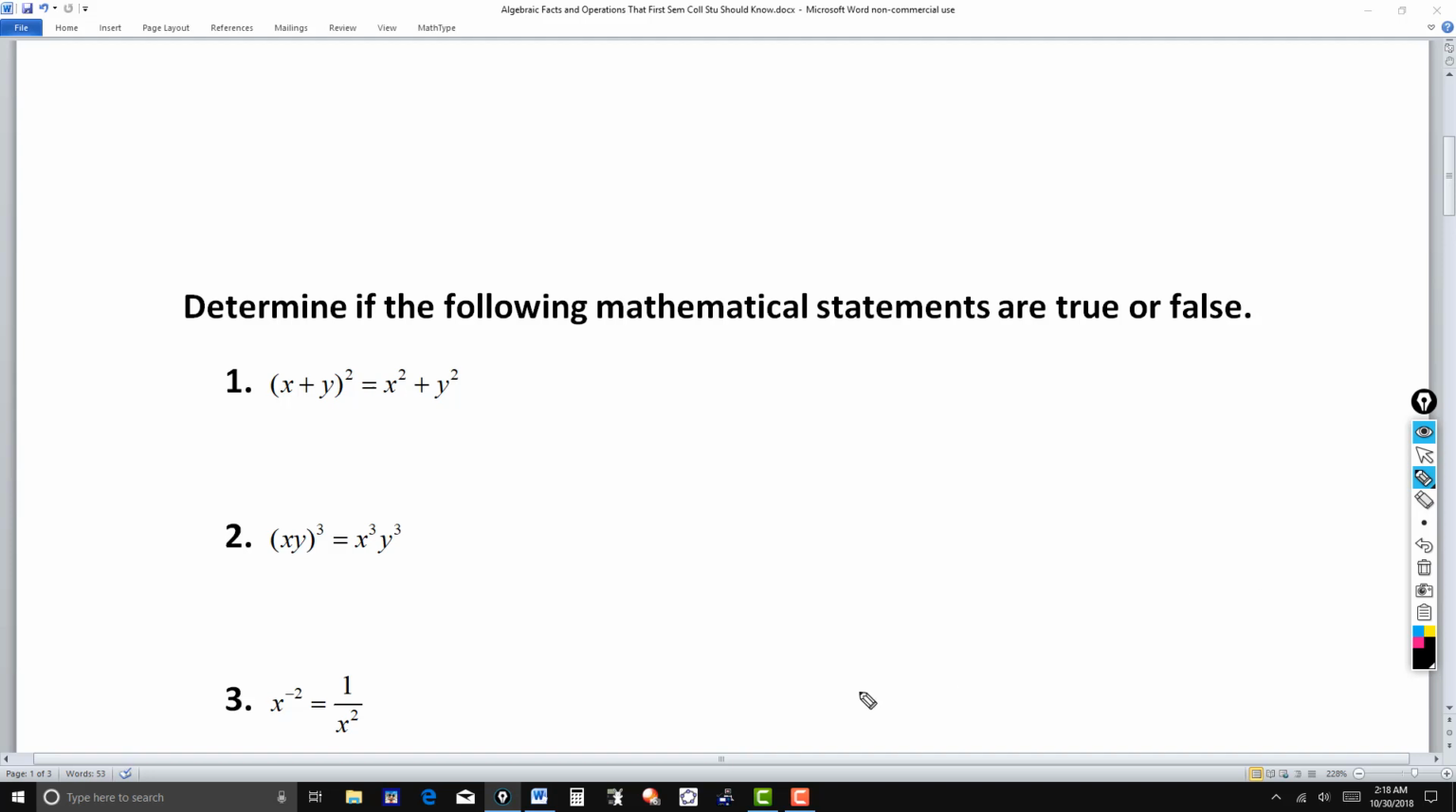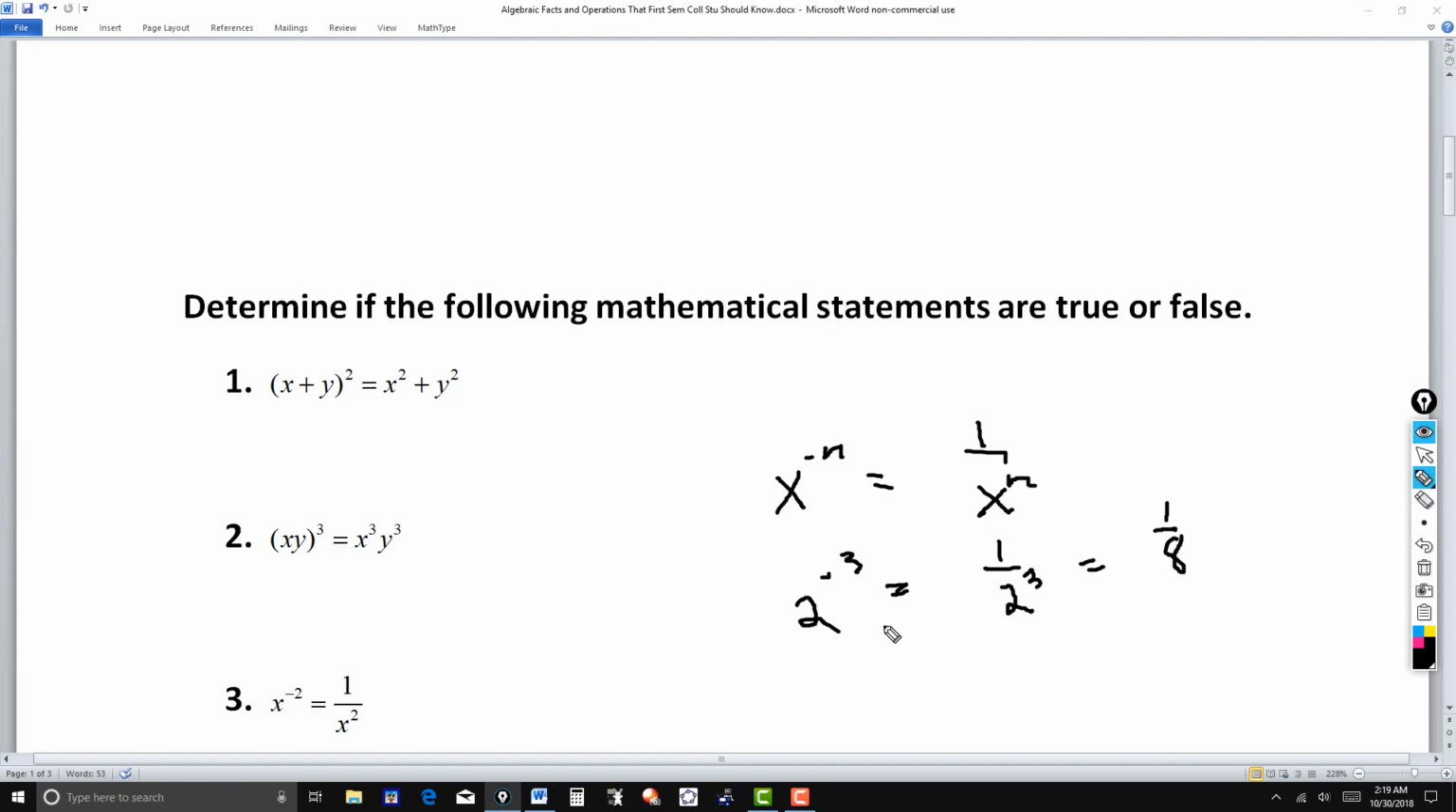This one is true. This is just your definition of a base taken to a negative power. So if I have, say, x to a negative n power, that's always going to be the same as 1 over x to the n. So if you have 2 to the negative 3, that's the same thing as 1 over 2 to the third, or the same thing as 1/8.